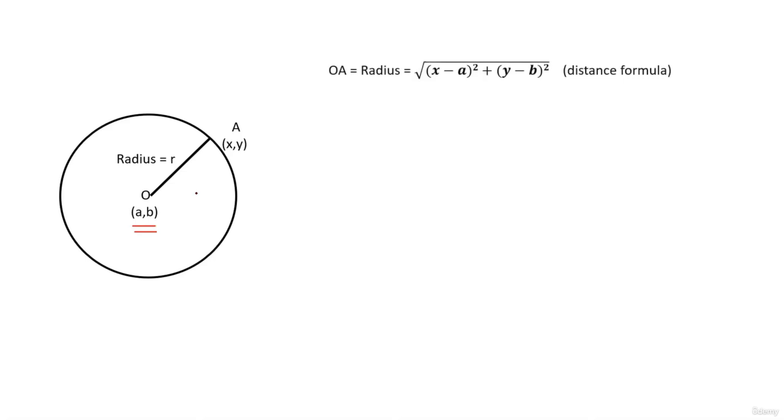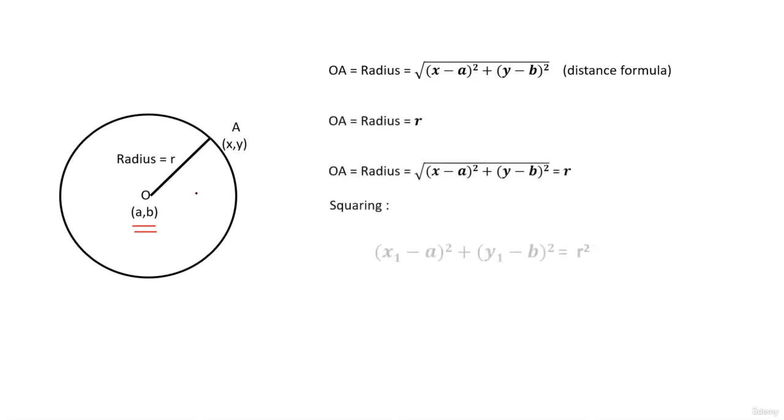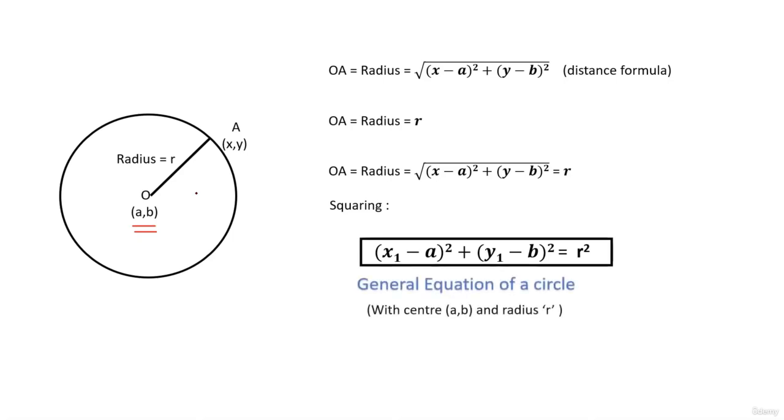So we'll use the distance formula, and the distance between that generic point on the circle and the center can be found as the square root of (x minus a) the whole square plus (y minus b) the whole square, right? By the distance formula. But this distance is nothing but the radius. So equate them, and we get (x minus a) the whole square plus (y minus b) the whole square is equal to r square. So this is the general equation for a circle with center a comma b and radius r.